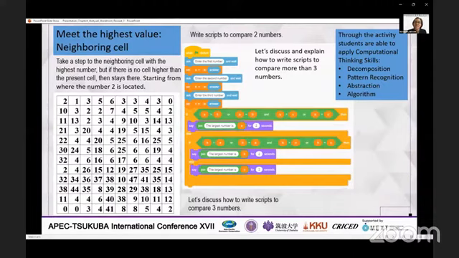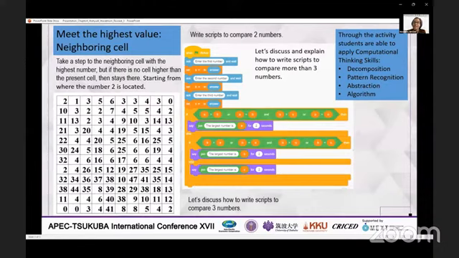Okay, the next question is, if they learn comparing for 2 numbers, 3 numbers, it's possible they can write the script to compare more than 3 numbers. If the students learn by themselves and try by themselves, they can see how to do the composition of the question.